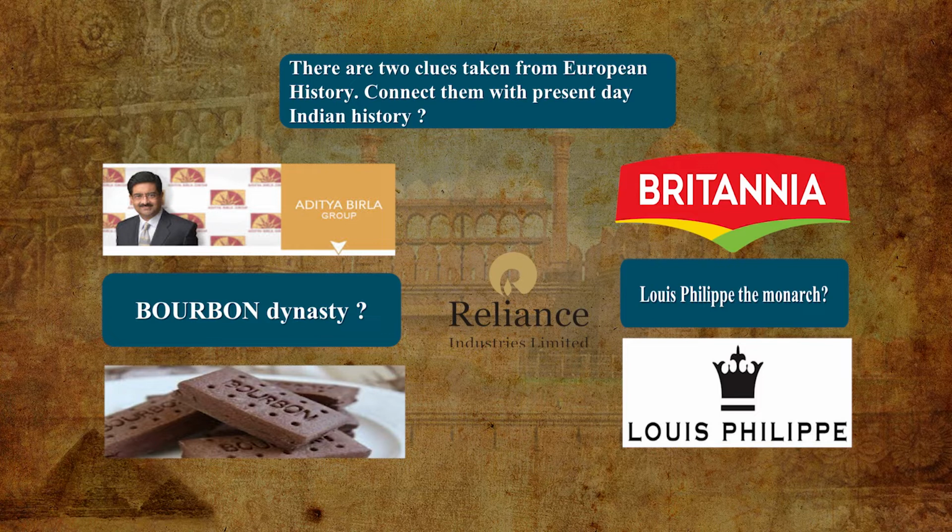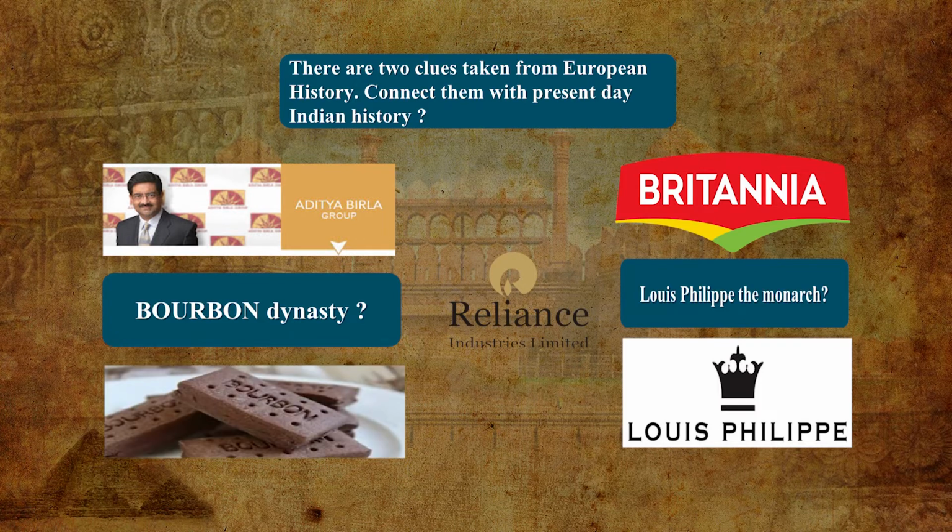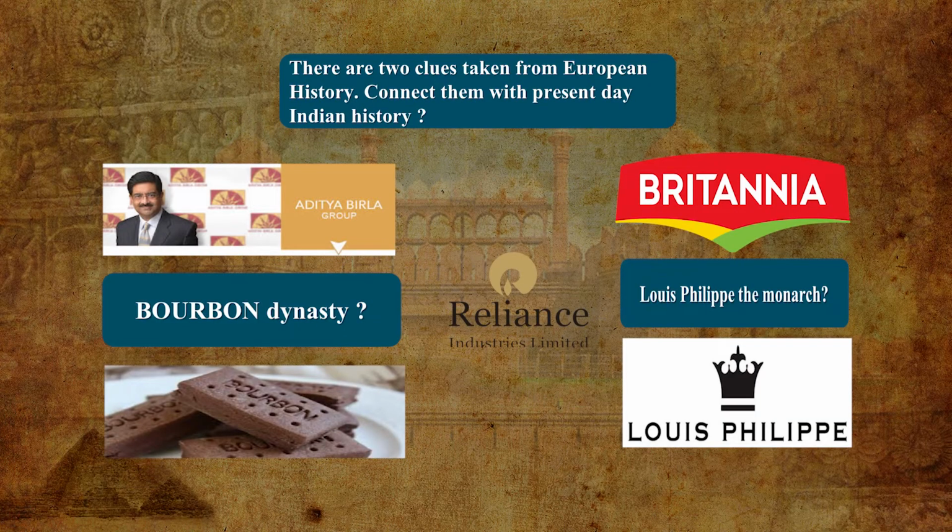We have discussed the Bourbon dynasty, and many of you eat Bourbon biscuits also. The question is, which company produces Bourbon biscuits? If you look at the slide, you will be able to get some kind of clue. Check the clue, and the correct answer is Britannia. Britannia is one of the companies that produces Bourbon biscuits.